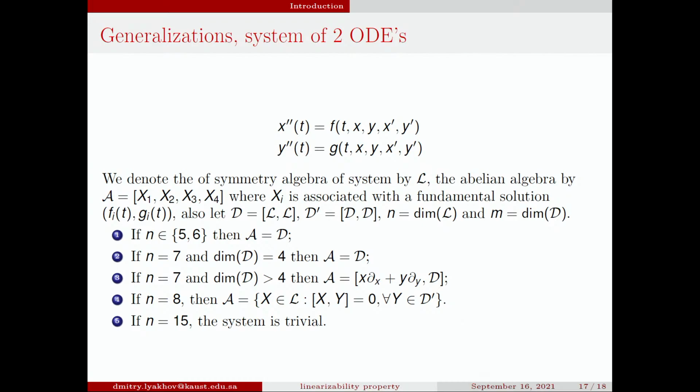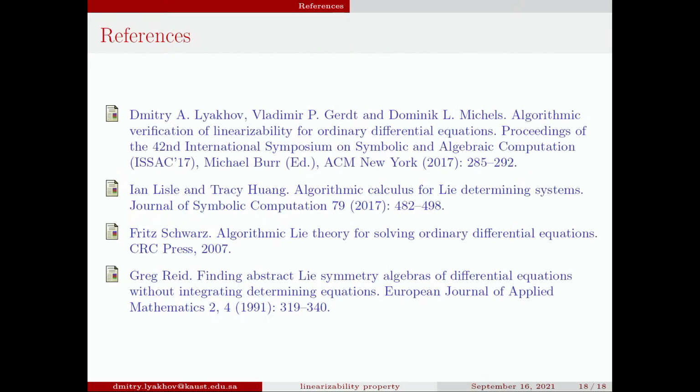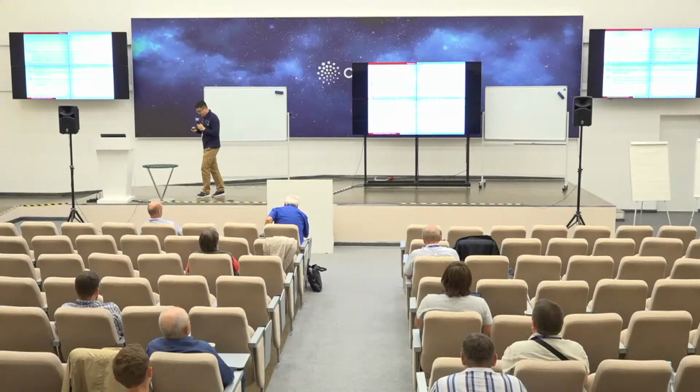But this algorithm is about computing the transport, which is also provided by the Lie package in Maple. And the last case, n equals 15, is just the trivial case. Okay, that's it. Thank you. Thank you very much.